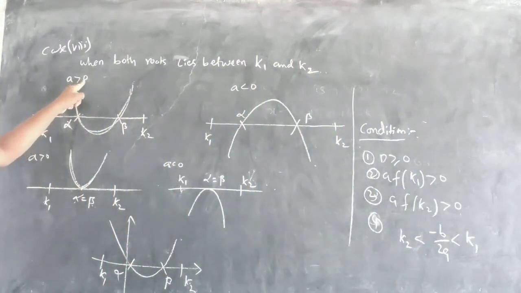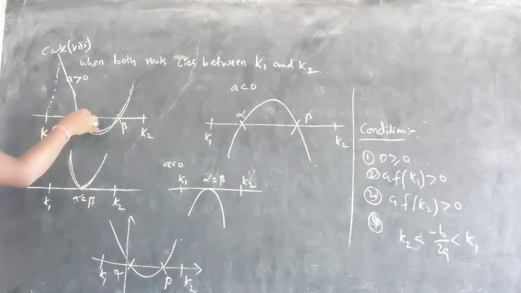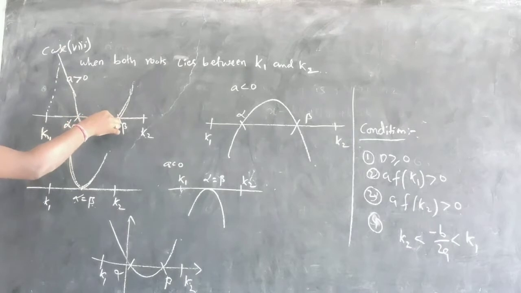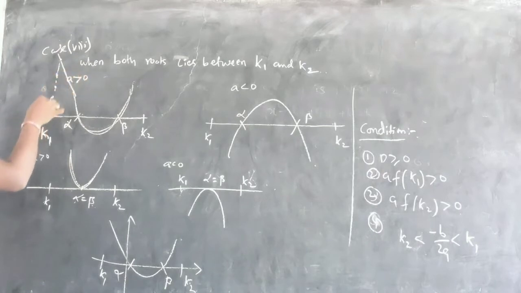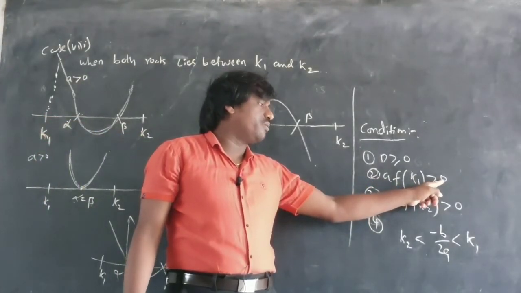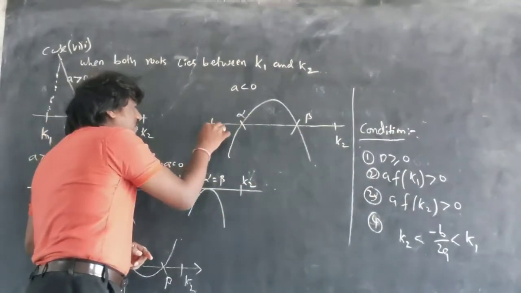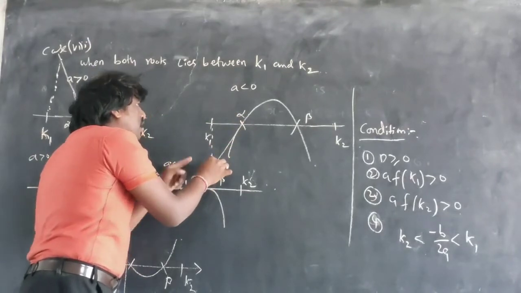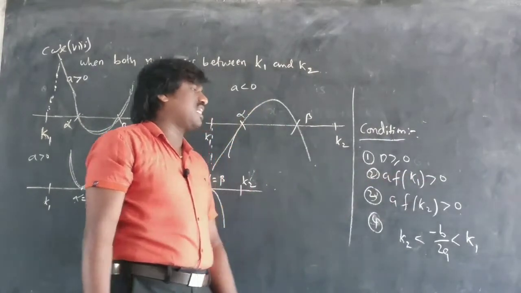What is the second point here? a is greater than 0, so the parabola is above the x-axis. f of k1: if I substitute k1 in this quadratic equation, I get a point above the x-axis, which means positive. Positive into positive is positive, so a into f of k1 is greater than 0. In this case also, if a is less than 0, f of k1 will be below the x-axis, so negative. Negative into negative is positive. So a into f of k1 greater than 0 is the second condition.